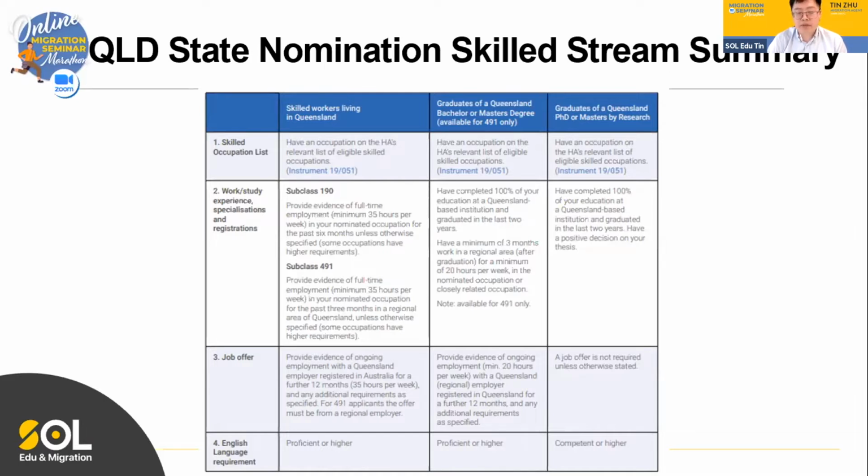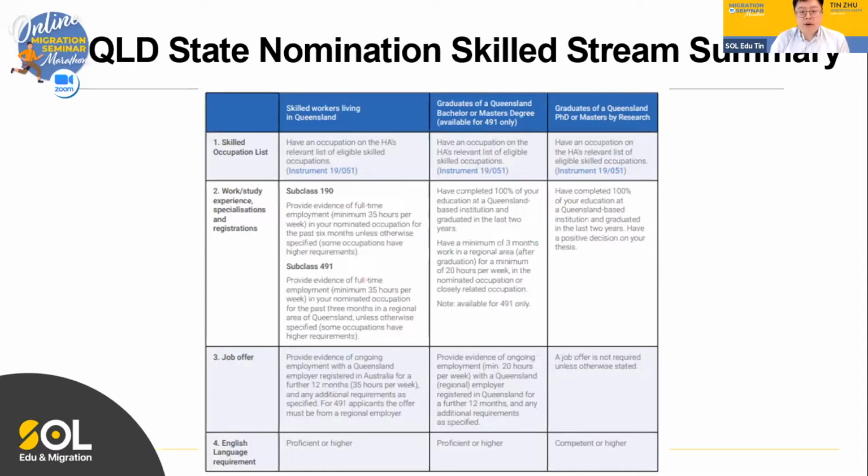So for the graduate stream, you need to complete 100% of your degree at a Queensland institute, and you need to achieve a minimum of 3 months part-time working experience, minimum 20 hours per week, and provide a job offer for the next 12 months, which is also okay to be part-time. So this is the main difference between the skilled worker stream and graduate stream. For the skilled worker stream, it must be full-time experience and a full-time job offer. But for the graduate stream, it can be part-time, minimum 20 hours.